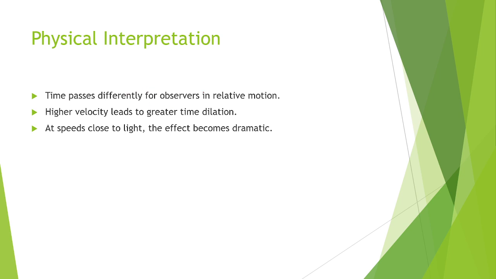Time passes differently for observers in relative motion. Time depends on the velocity. If the velocity is larger, then the time dilation is felt more. For small velocities, the time dilation is very small and negligible. Higher velocity leads to greater time dilation, and low velocity leads to small time dilation. At speeds close to light, the effect becomes dramatic.